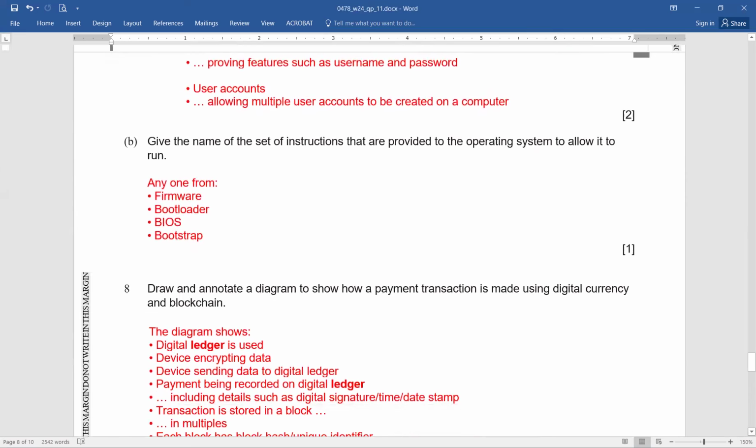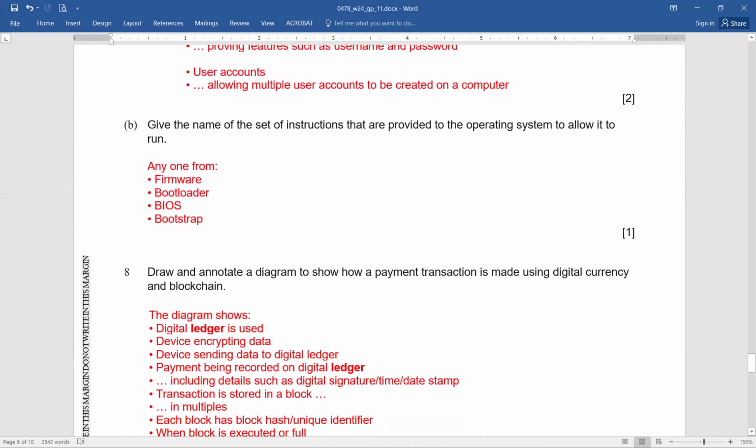Now, question number 8. Draw and annotate a diagram to show how a payment transaction is made using digital currency and blockchain. Draw and annotate a diagram. It is dealing with digital currency and blockchain. So just by the way, what is expected to be present in this answer?